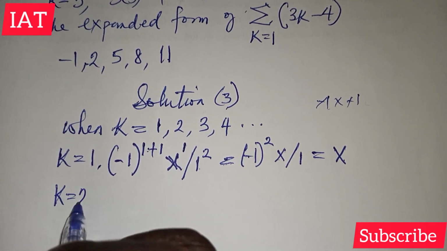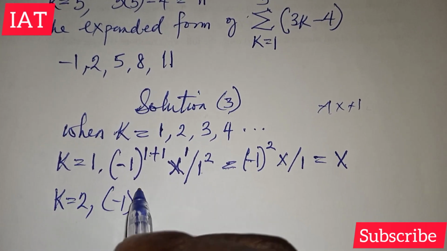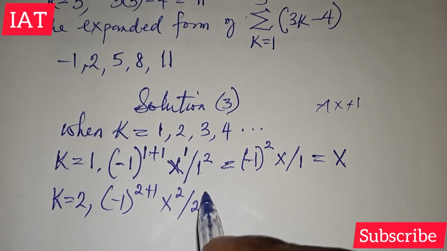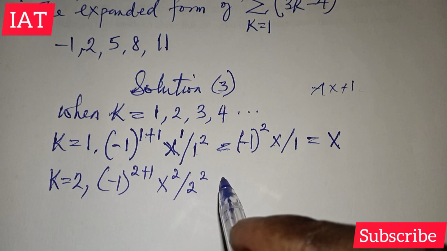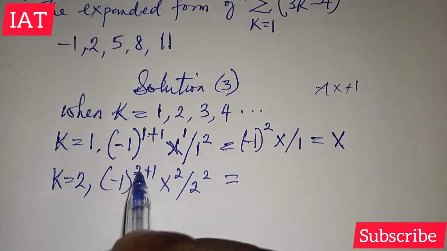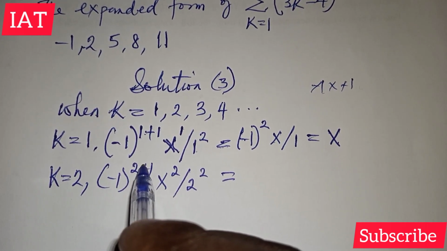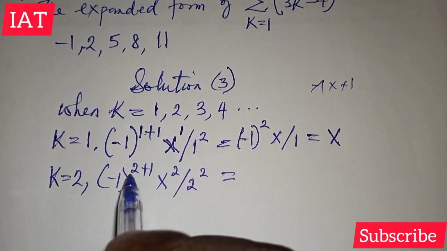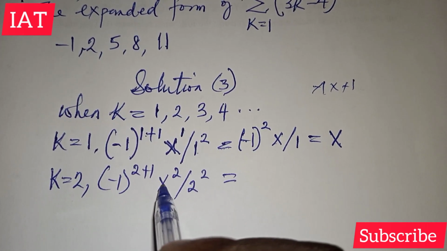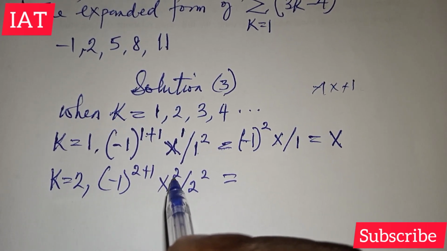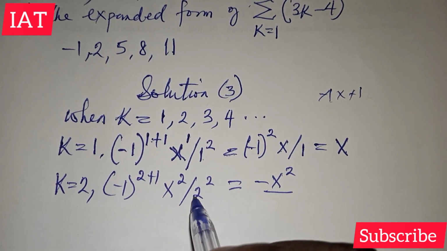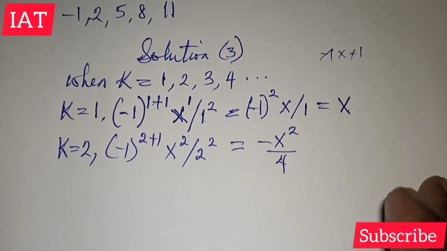The second one would be minus 1 to the power of 2 plus 1, x to the power of 2 all over 2 squared. We evaluate this to give us minus 1, because the power here will be 3. Minus 1 to the power of 3 means minus 1 times minus 1 times minus 1, which gives us minus 1. That multiplied by x squared will give us minus x squared, divided by 2 squared, which is 4. So this is the answer.